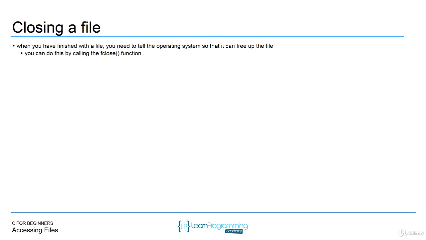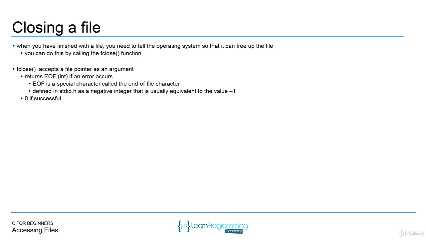You can also close a file, and you'll want to do this whenever you open a file. So when you're done with the file itself, you want to tell the operating system to free up that file. Remember, there's a limit to how many files you can have open at any given time. You can do this by calling the fclose function. Fclose accepts a file pointer as an argument. Remember, the file pointer represents the file.